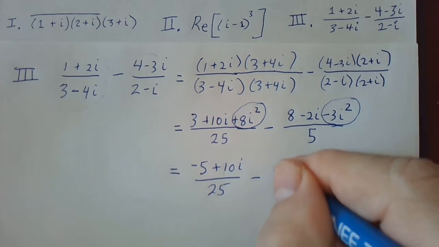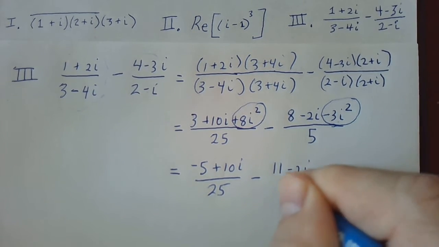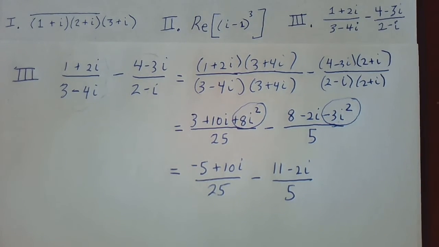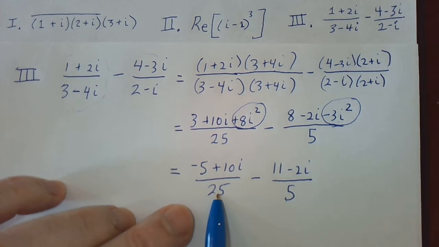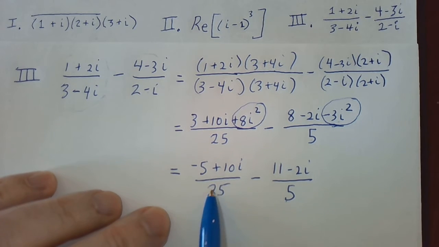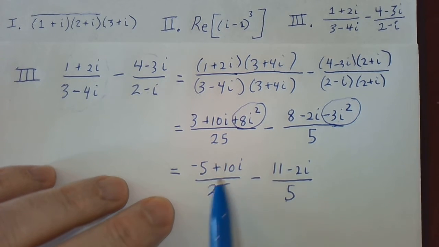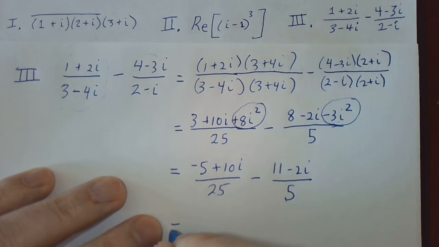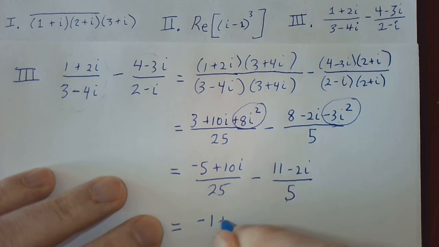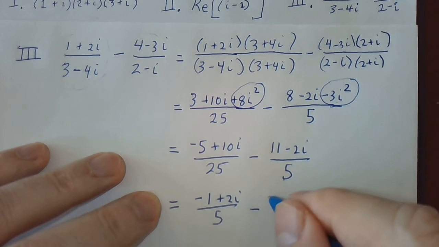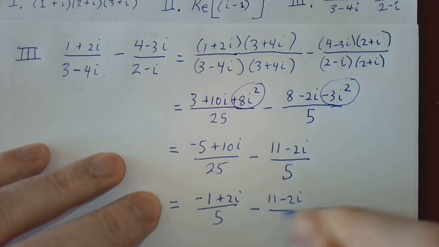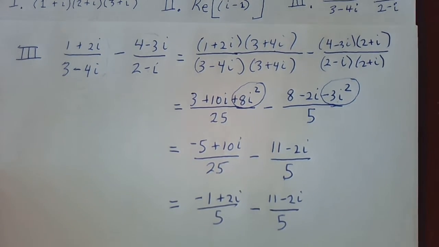3 plus 8 is 11. Minus 2i over 5. Well, to get a common denominator, actually I was going to get 25, but this can simplify. If I divide the top by 5 and divide the bottom by 5, I would get negative 1 plus 2i over 5, minus 11 minus 2i over 5.